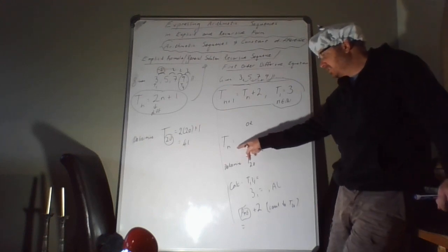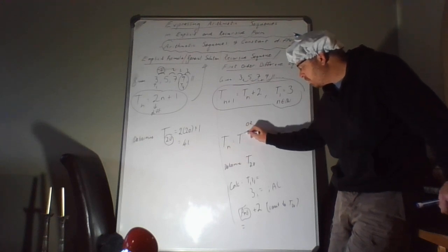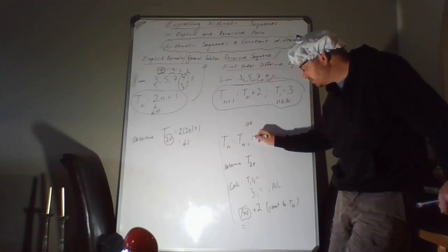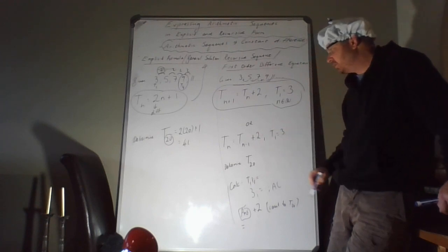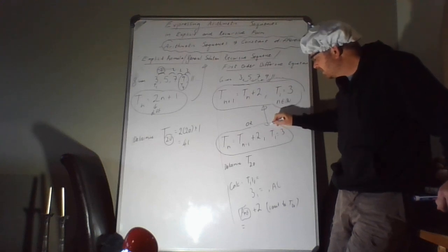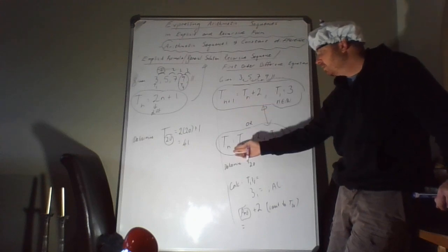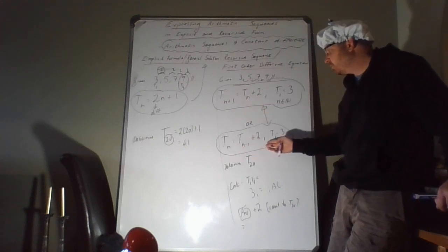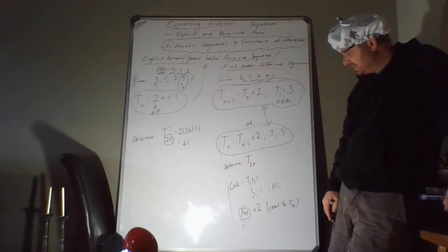You could also write the sequence as, if you call a term n, then the term before would be term n minus 1 plus 2, and term 1 would be equal to 3. That and that are saying the same thing. They're saying the value of a term is the term before plus 2. So that is your recursive formula, or first order difference equation.